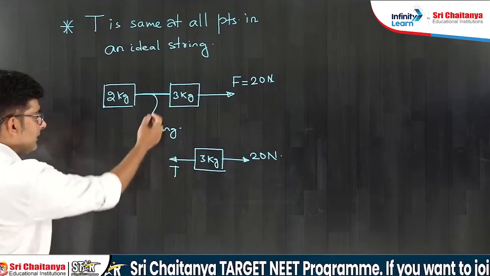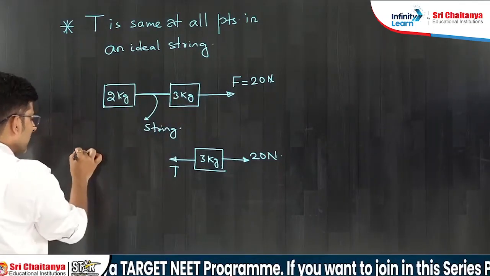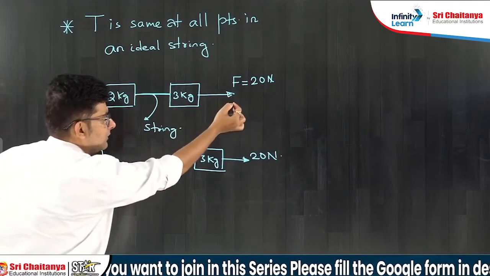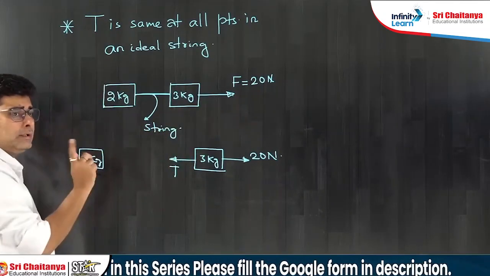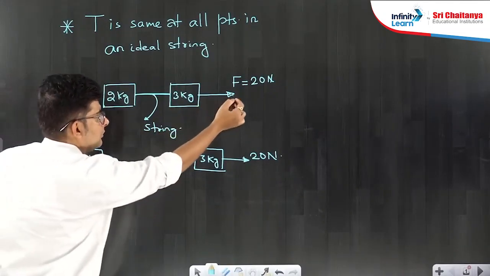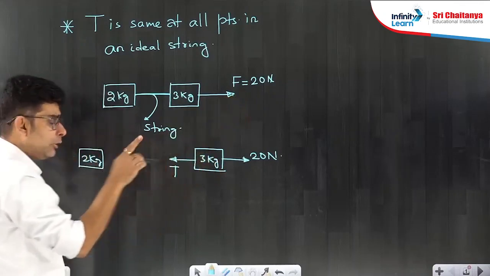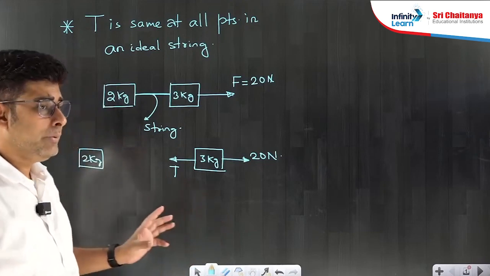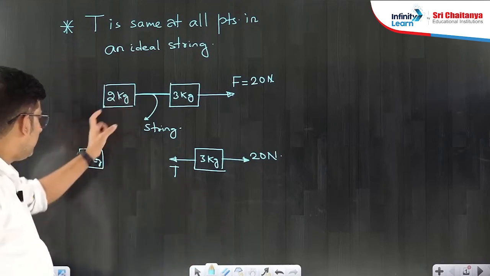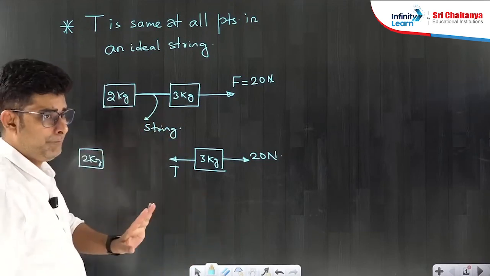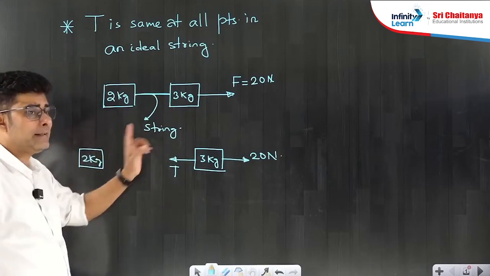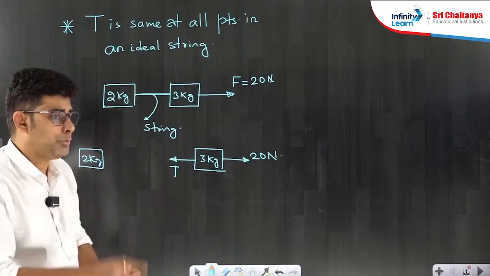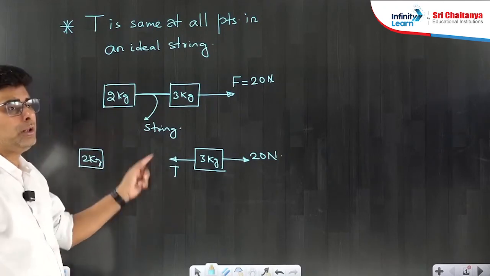Now this string is same everywhere. So now come to 2 kg block. Is the force 20 Newton applied on 2 kg? Answer is no. 20 Newton force was applied on 3 kg, not on 2 kg. So 2 kg is pulled only by the string. It is connected only by the string. So again, what is the role of string? String will always pull you, not push you. So where will the string pull the 2 kg?